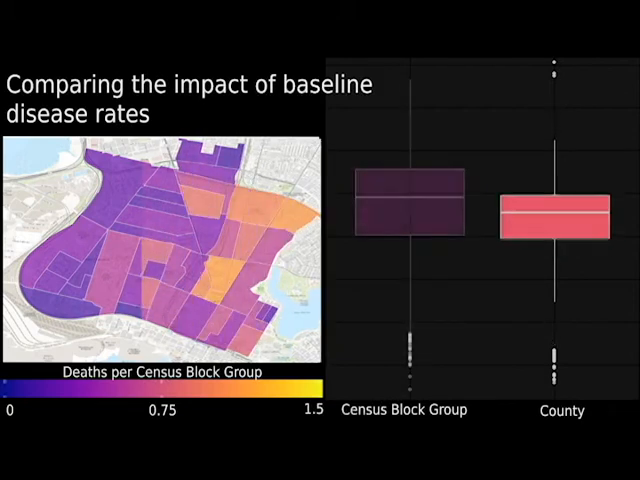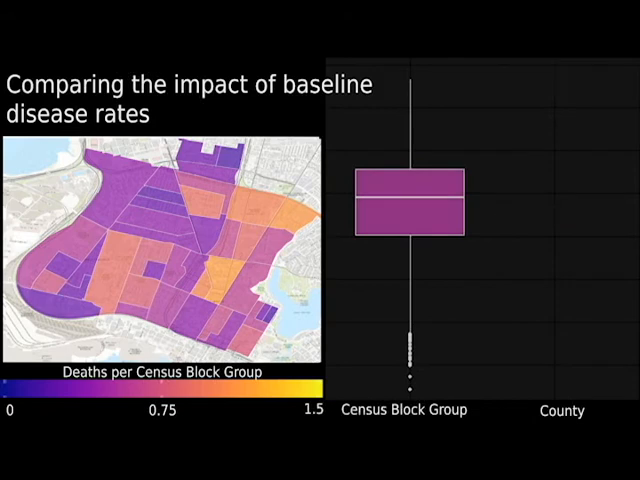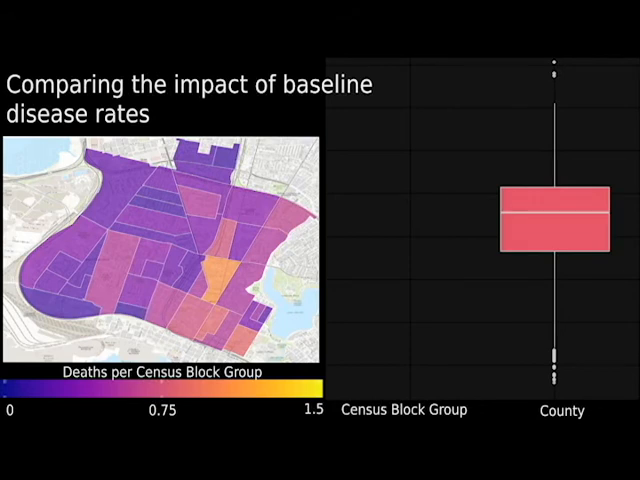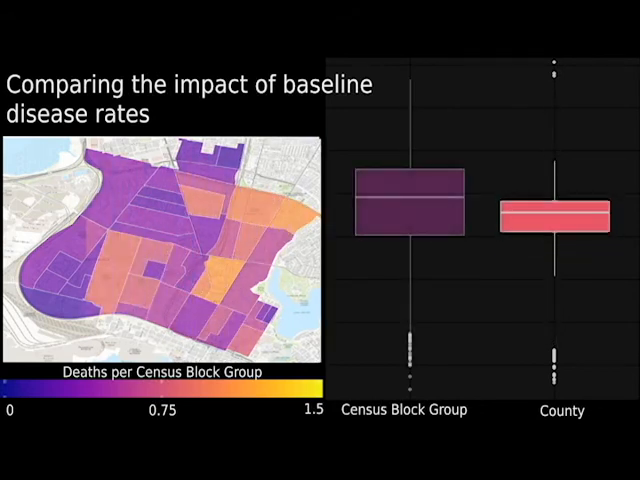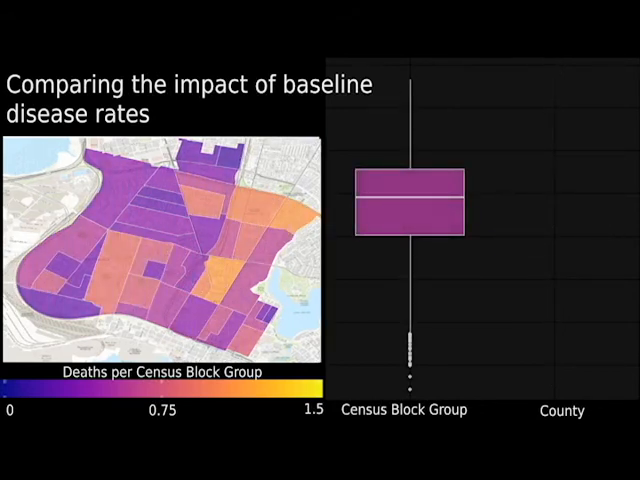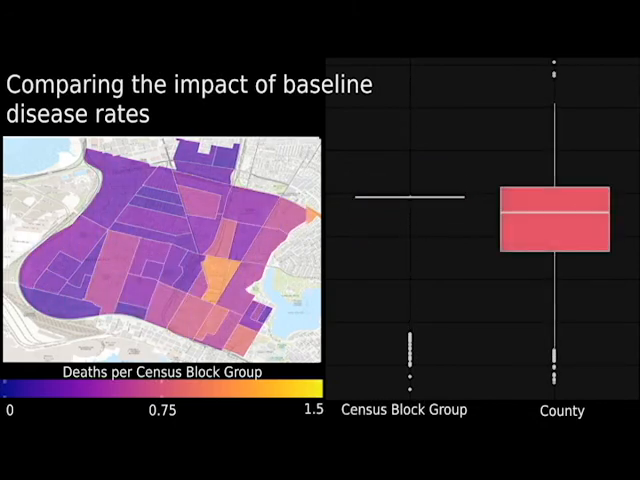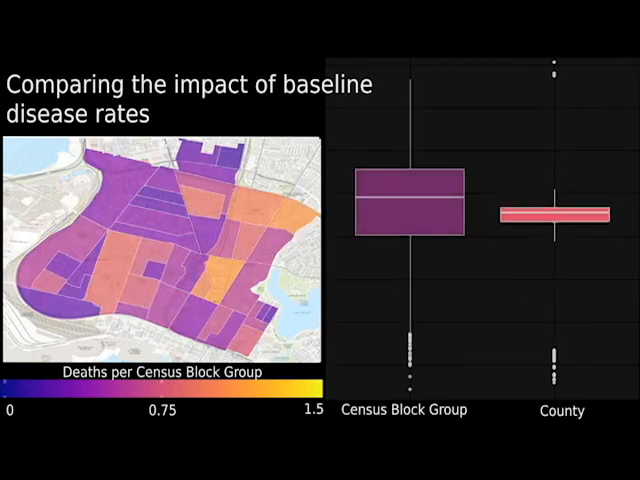When we applied these higher spatial resolution mortality rates in our health impact function, we found different areas of elevated air pollution attributable health burden as compared to the application of county rates. As we can see here, the census block group baseline disease rates yielded results with a higher median distribution, as can be seen in the box plots, as well as greater spatial variation, as can be seen in the maps.